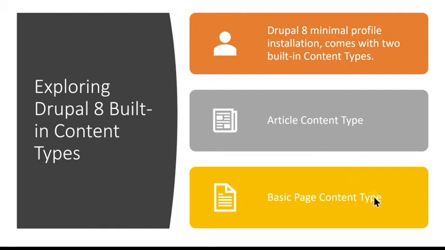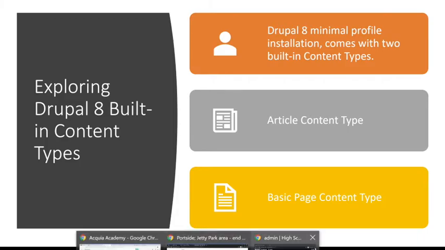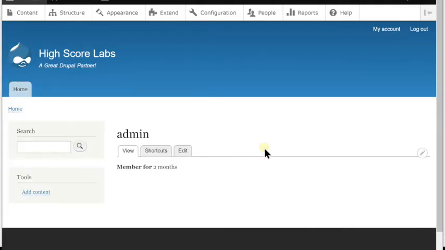But I just wanted to give you an overview of what a content type is as an introduction, because the next thing we'll be doing is actually creating a custom content type. But before we go there, let's explore the built-in content types that Drupal 8 Core offers you. The Drupal 8 minimal profile installation comes with two built-in content types. First, it gives you the article content type, and then also you get a basic page content type. So those are the two built-ins.